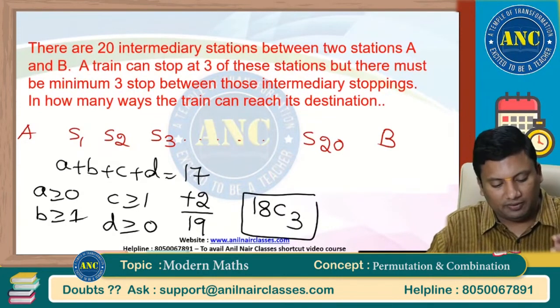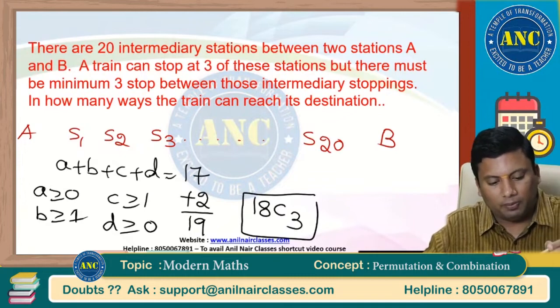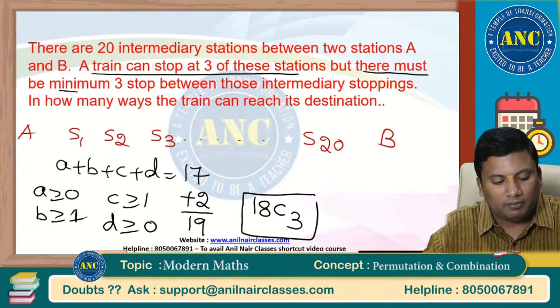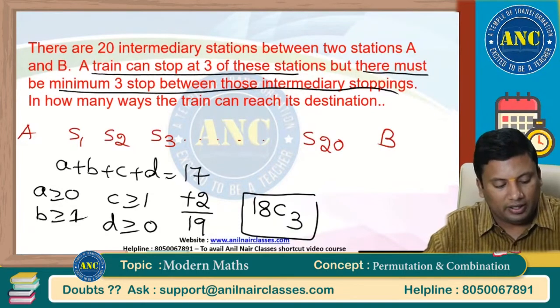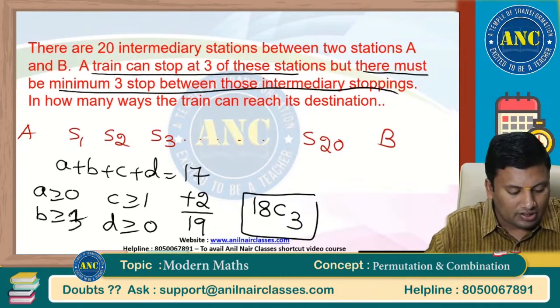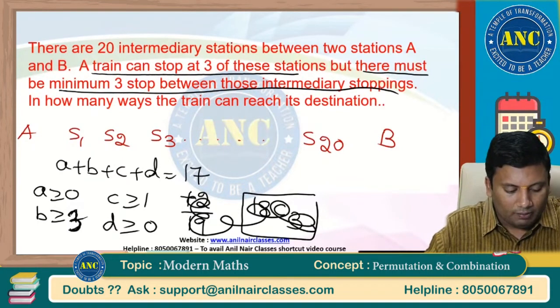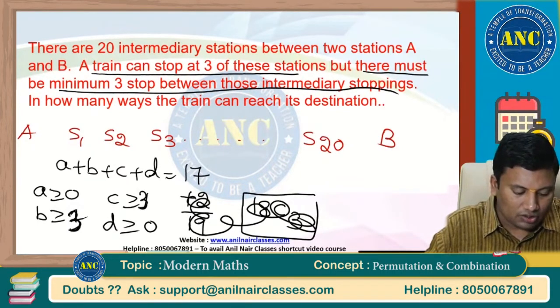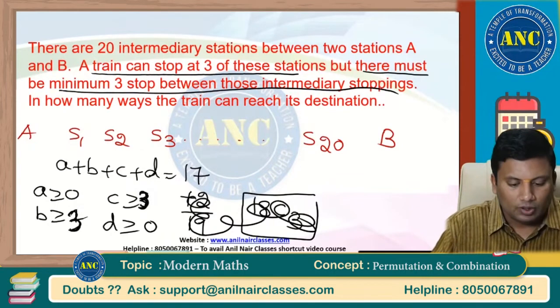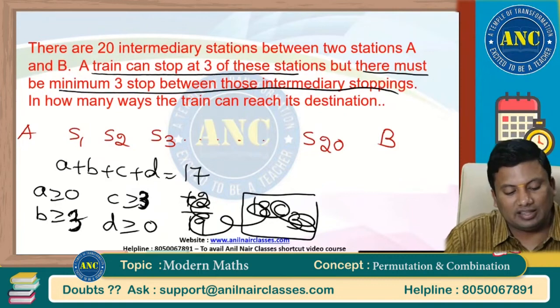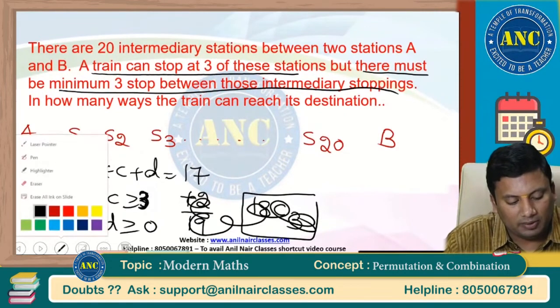1 minute. I think we have not read the question properly. A train can stop at 3. There must be minimum 3 stops between the intermediate stoppings. That means B will be 3. C will also be 3. Are you all with me? So if B is 3 and C will be 3, what will be the answer?